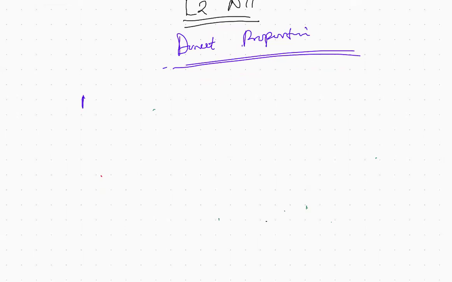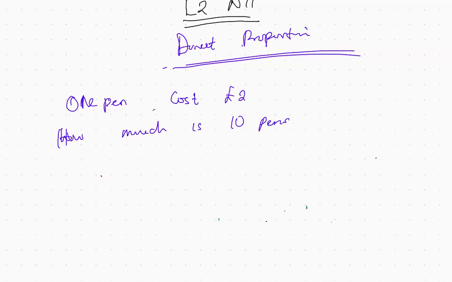costs £2. How much is 10 pens? One pen costs £2. How much is 10? It's going to be 2 times 10, £2 times 10. That gives you £20. So if one pen is £2, 10 pens are going to be £20.